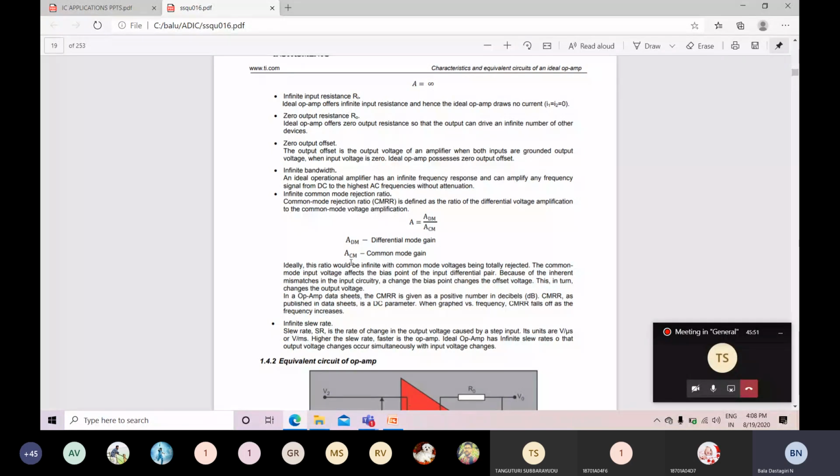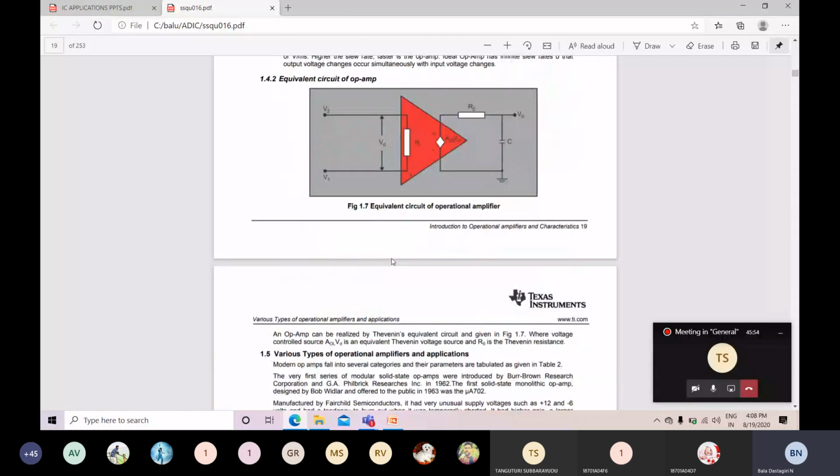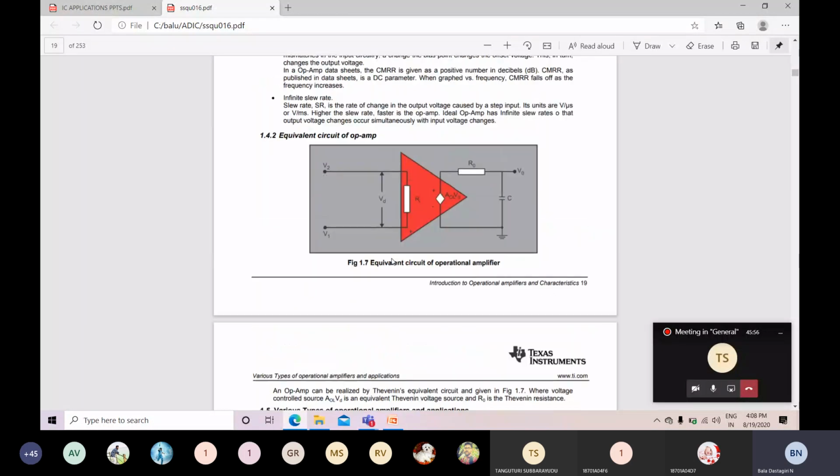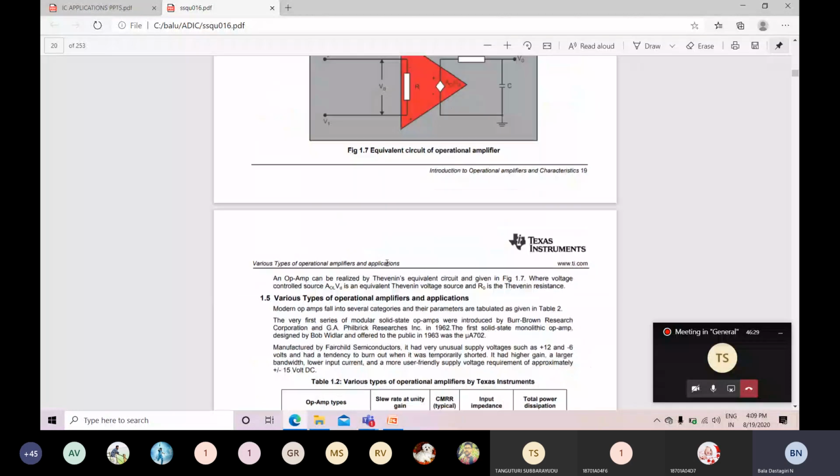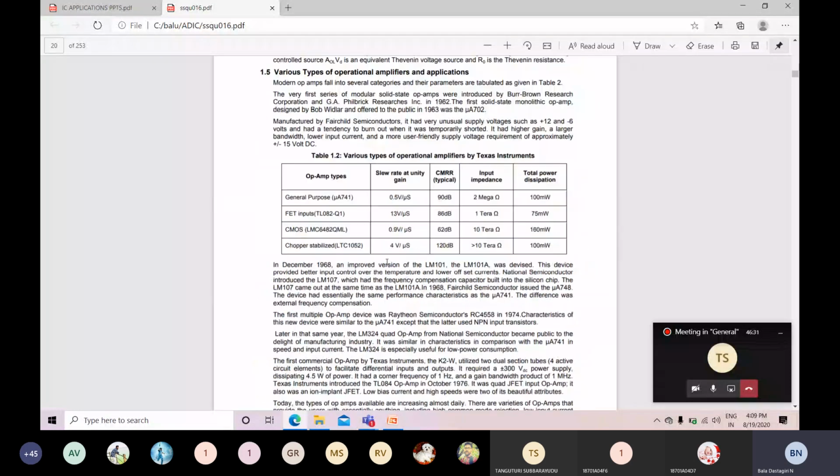Next, you can see the equivalent circuit of the operational amplifier. For the input terminals, V2 and V1 are the voltages at the negative and positive terminals respectively, and R is the resistance. Vd is the input voltage, R0 is the output resistance, and V0 is the output. This is the corresponding equivalent circuit of the operational amplifier, which can be used for small signal analysis.